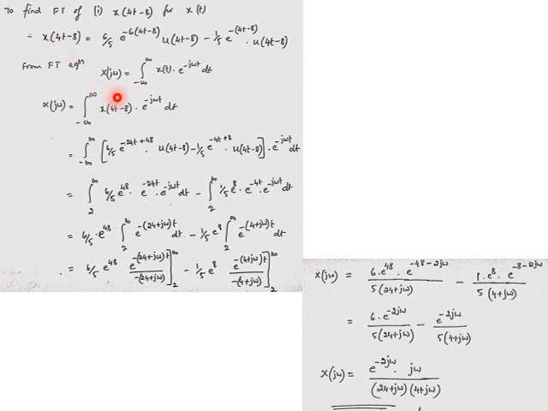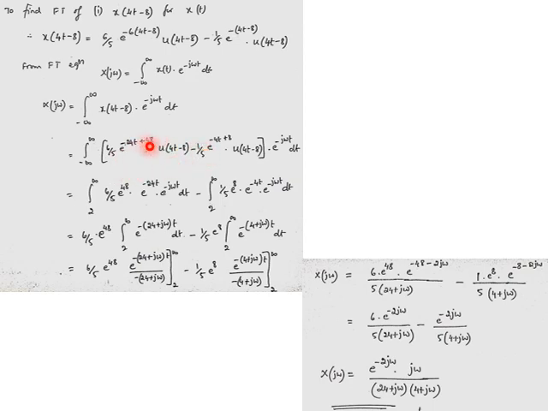So from the Fourier transform we have the equation X of j omega equals the integration from minus infinity to infinity of x of t into e to the power minus j omega t dt. But instead of x of t, I have to find the Fourier transform for x of 4t minus 8. So in the place of x of t, I'll replace x of 4t minus 8. That means I'll substitute this value over here, then I'll simplify.